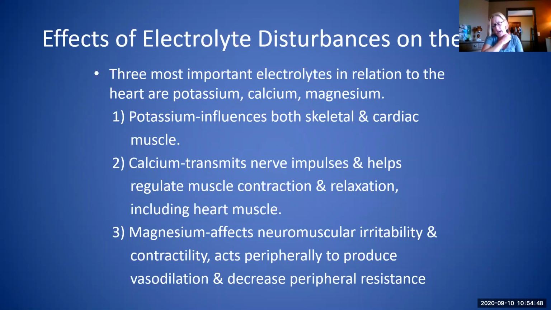Oh, I'm sorry, that was high. Low causes the prolonged QT, high causes the prolonged PR interval, the heart blocks and asystole, and potentially worsens the effects of digoxin toxicity.